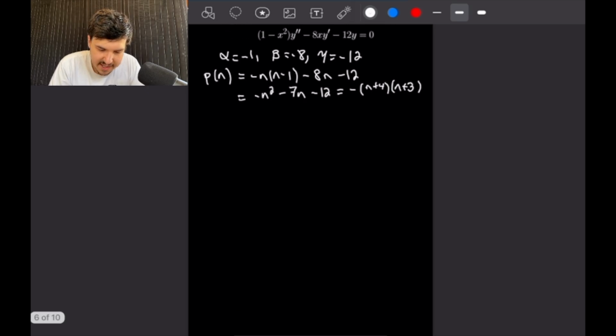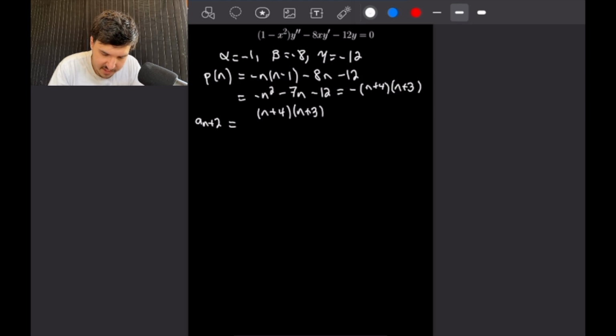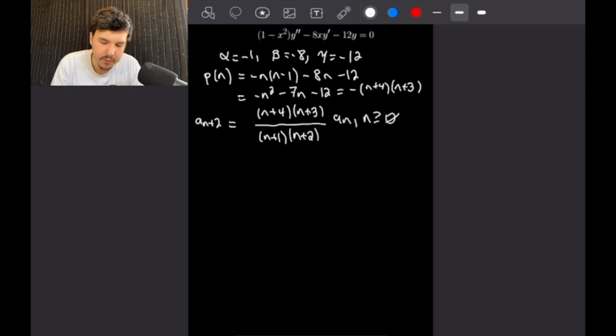Great. So let's go ahead and plug this P of n into our definition for our a sub n plus 2. Well, our a sub n plus 2 is equal to negative out front, but like I said, that will end up canceling. So we'll just write our P of n in the numerator. We will have n plus 4 times n plus 3. And that will be over our denominator, which is simply n plus 1 times n plus 2. And this will be times our a sub n for all n greater than or equal to 0.